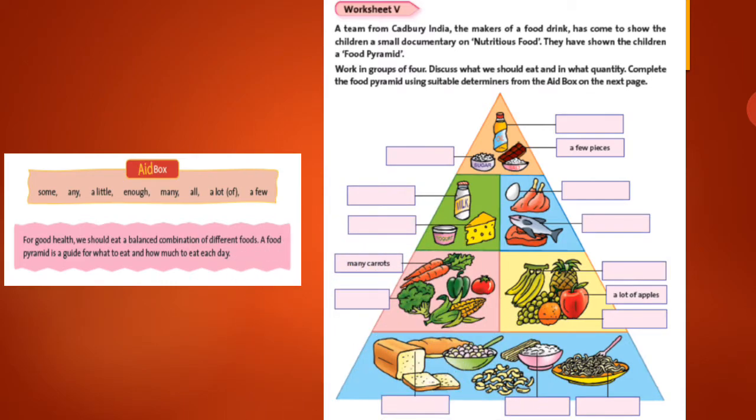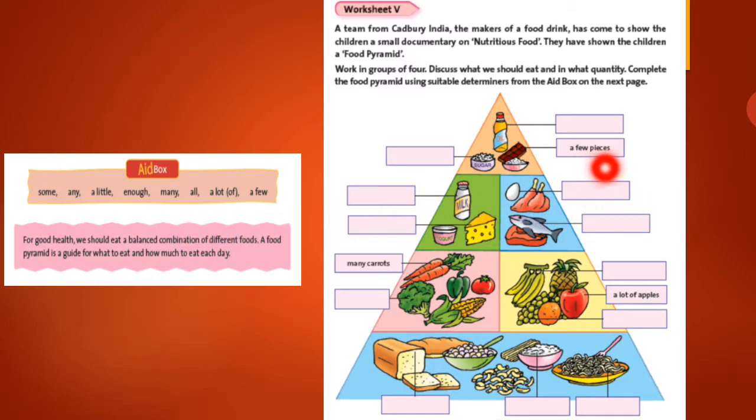Next exercise we have: a team from Cadbury India, the makers of a food drink, has come to show the children a small documentary on nutritious food. They have shown the children a food pyramid. Work in groups of 4, discuss what we should eat and in what quantity. Complete the food pyramid using suitable determiners from the box on the next page. This is the box that I have kept for you here: some, any, a little, enough, many, all, a lot of, few.